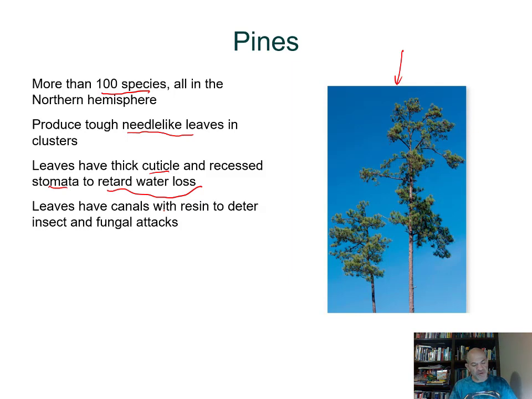The days are shorter, so they tend to just drop their leaves and go dormant as far as photosynthesis goes. But pines will keep their leaves during that time. And where's the water? Well, the water may be tied up in snow above ground, so there may be little water under that snow. The leaves themselves have canals called resin ducts, and resin is a substance produced by the tree that can help deter insect and fungi from attacking the plant.